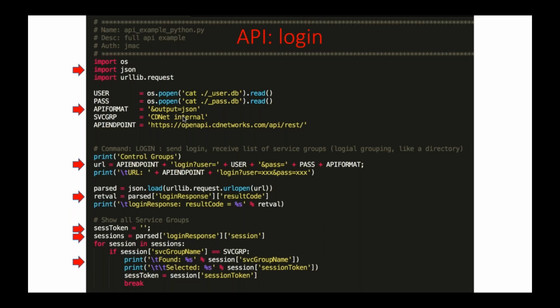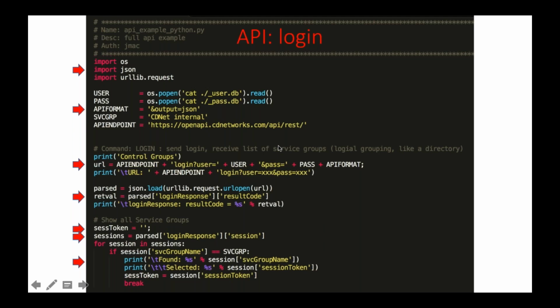So if I've got a domain for CDNetworks.com and CDNetworks is accelerating and securing that, I want to refer specifically to that, so I have to look for it inside of the data that CDNetworks has in the API. So that's the service group. In my case, I've got it in here as CDNet internal, but you're going to have to change this. It's just going to be whatever you've got in your list.